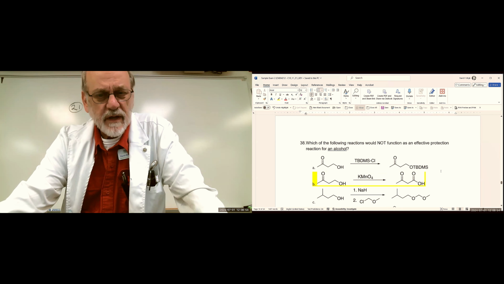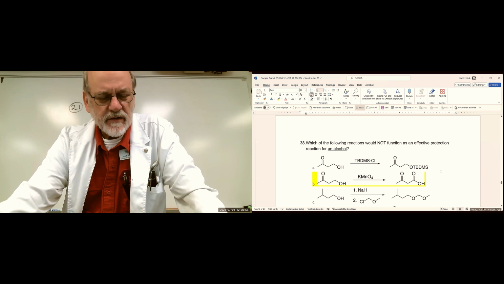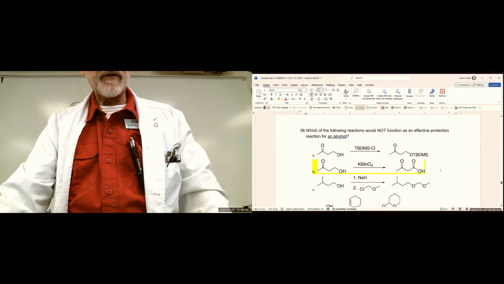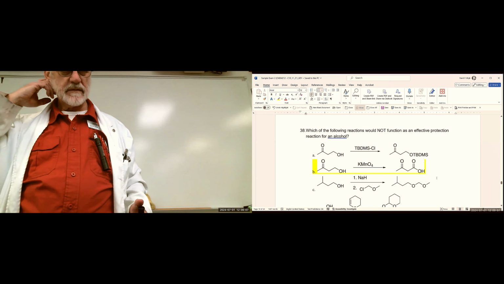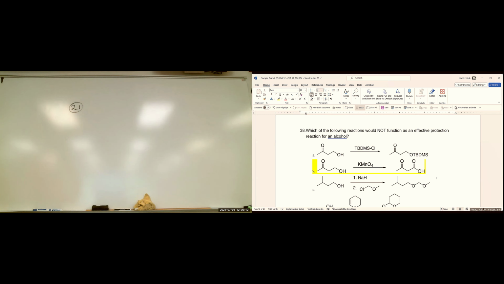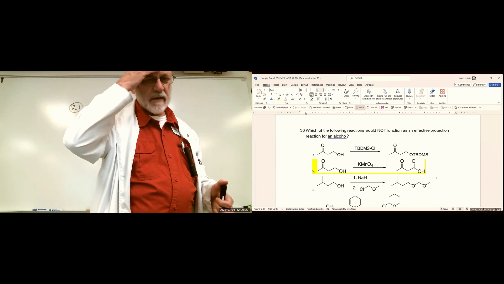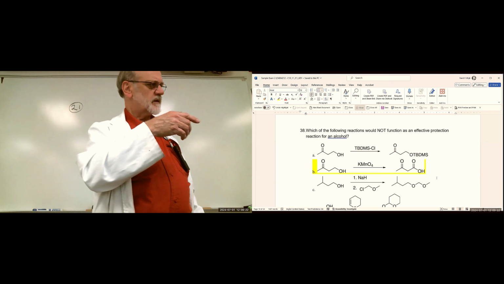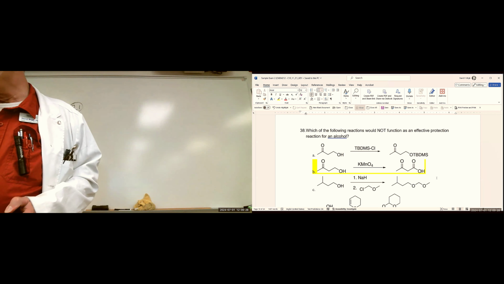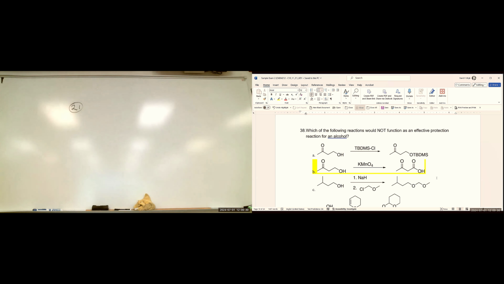Which of the following reactions would not function as an effective protective reagent for an alcohol? For 38, you'd have to look at the handout. Yeah, okay. I gave that handout to you. The big chapter sheet, chapter 21. Do you have that with you? No, not with me. Let me make sure. I probably got it in here somewhere. They usually take all my organic stuff out.